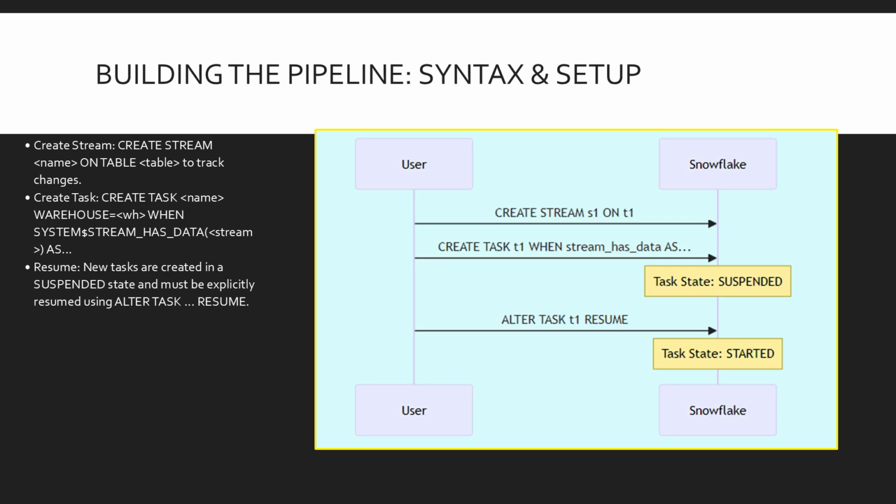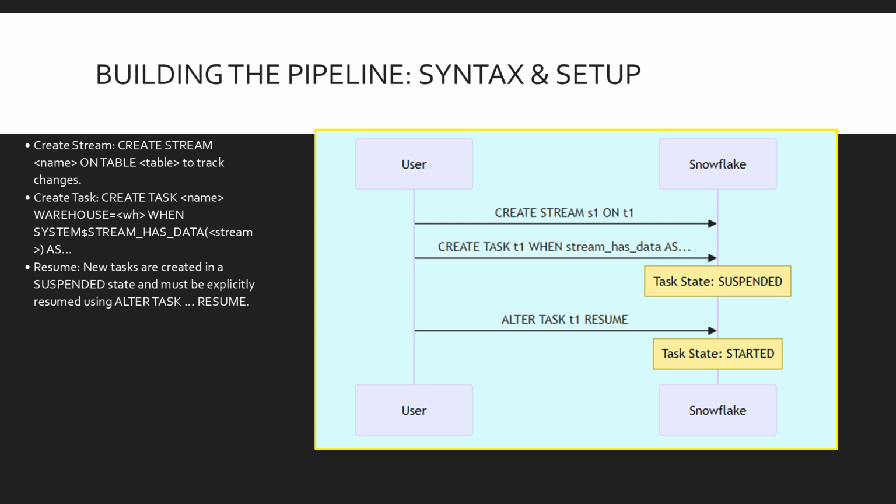Now let's look at the build commands. You start by creating a stream on your source table to track inserts, updates, and deletes. Next, you define the task. Notice the critical when clause in the syntax. This calls the system function SYSTEM$STREAM_HAS_DATA, linking execution to data availability. Finally, and this is a common gotcha, you must explicitly resume your task. All tasks are created in a suspended state by default to prevent them from running before you are ready.